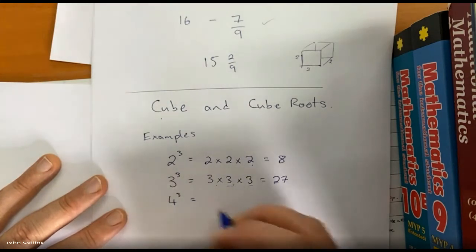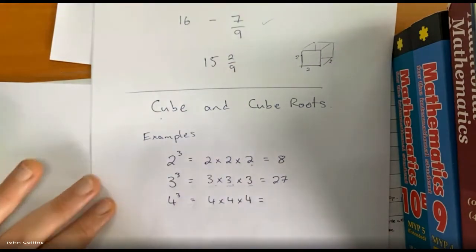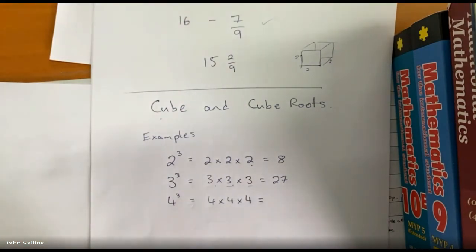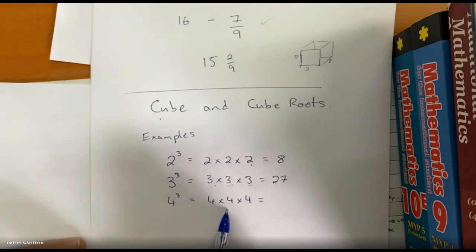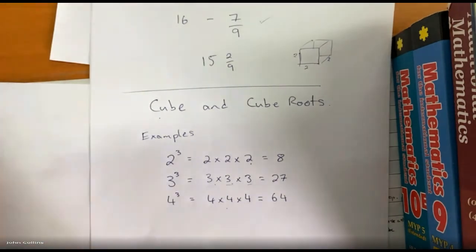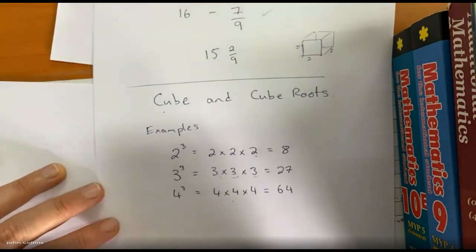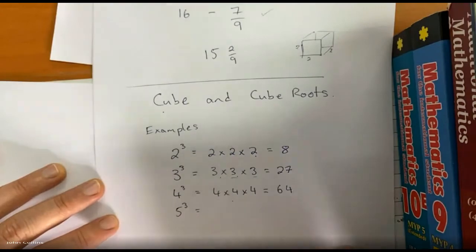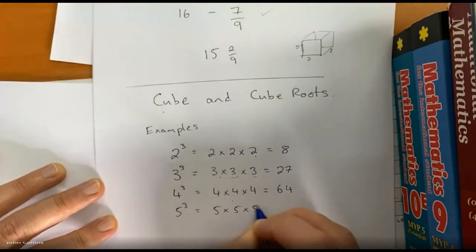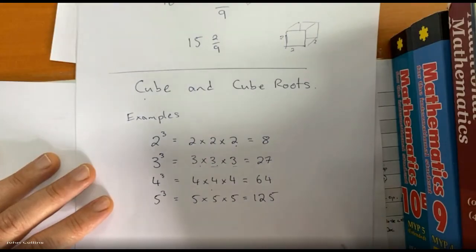4 cubed. Do you know what 4 cubed is? Yeah, try and write this down, Carlo. 4 times 4 is 16 times 4 is 64. You're right. I think it was Salome I saw in the chat. Oh, good, Carlo. Okay, we'll do one more. 5 cubed. 5 times 5 times 5. 125. Boom, 125, yes.